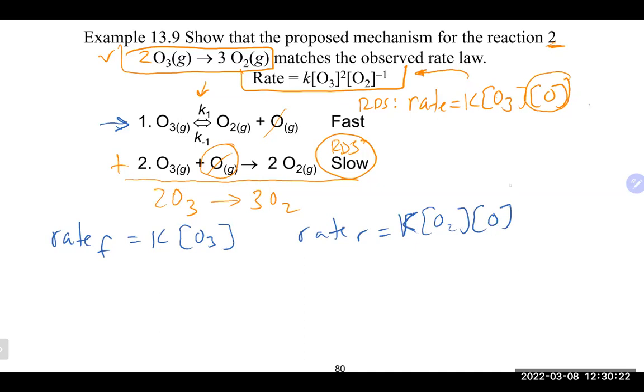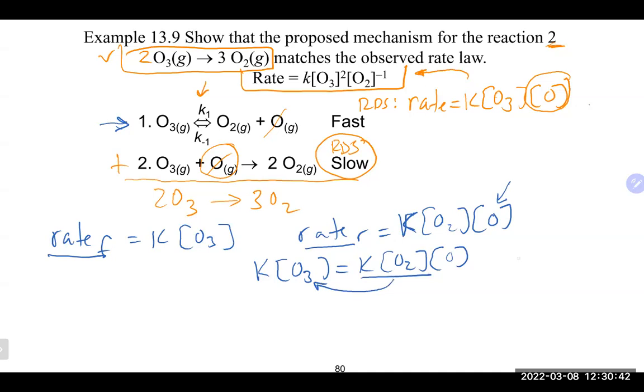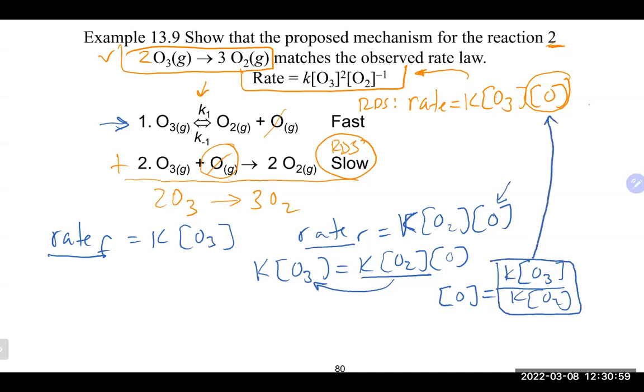At this point, we were looking to isolate O, and we can set both of these equal to each other like we did previously. So that would give us k of O3 is equal to k of O2 and O. To isolate the O by itself, we're going to divide this to the other side. That will then give us that the O is equal to k O3 up on top and k O2 on the bottom. We now have something that we can substitute into this rate law up here so that we can see if it really does match.